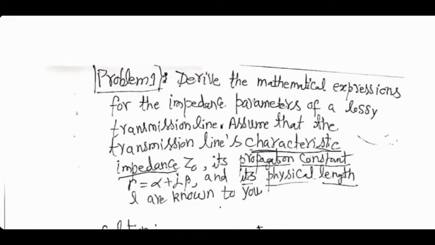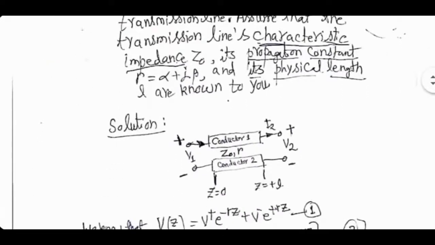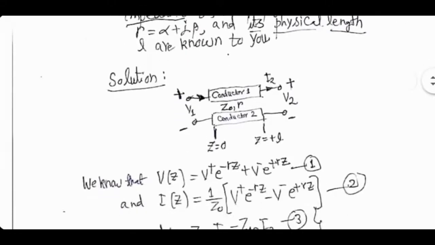So how do I derive the Z parameters for a lossy transmission line? Again, I am drawing the basic schematic, a two-conductor transmission line. Input variables are V1, I1. I forgot to write I1. You can write it yourself. And output variables are V2 and I2.